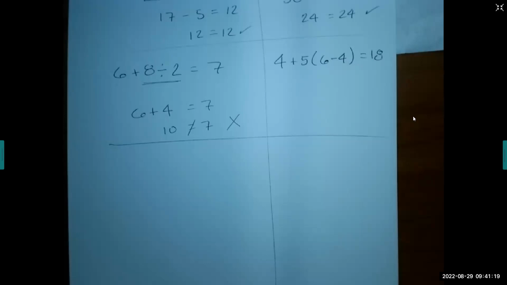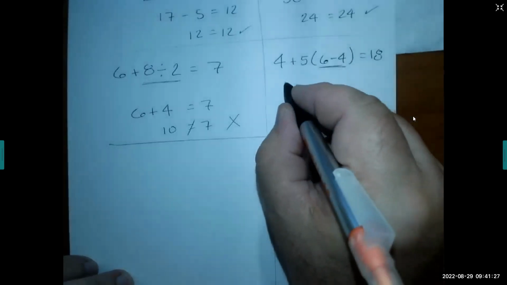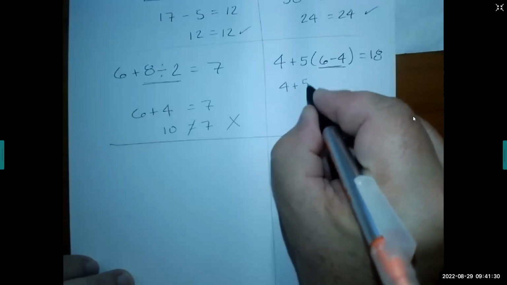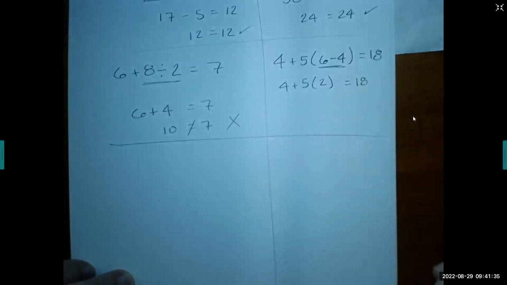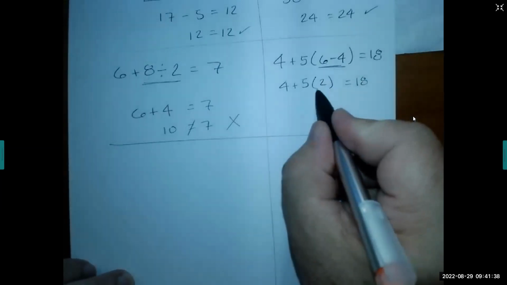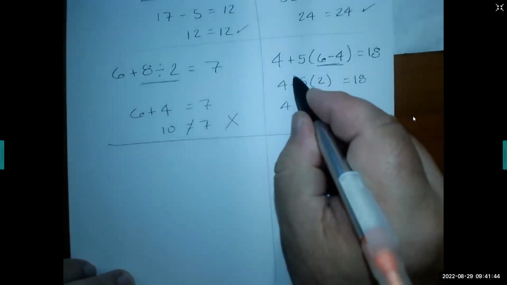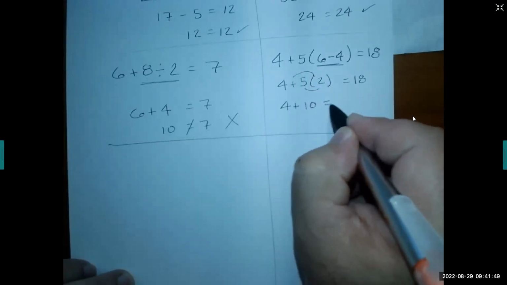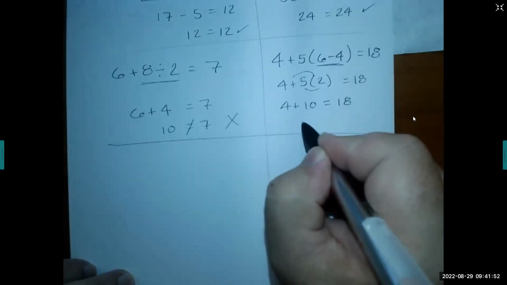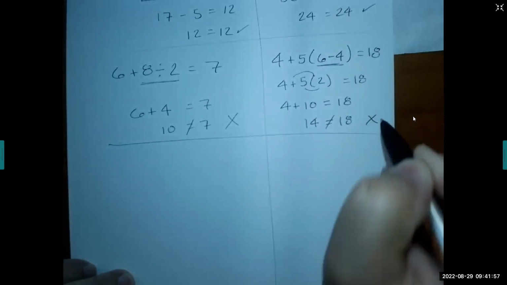True or false? Well, let's see. What do you have to do first? We have to do inside the parentheses first. So we have 4 plus 6 minus 4 is 2. Repeat the process. Can we do anything inside the parentheses? No. So we have to get rid of the parentheses. Positive times positive is positive. 5 times 2 is 10. 4 plus 10 is 14. 14 does not equal 8, so it's wrong.